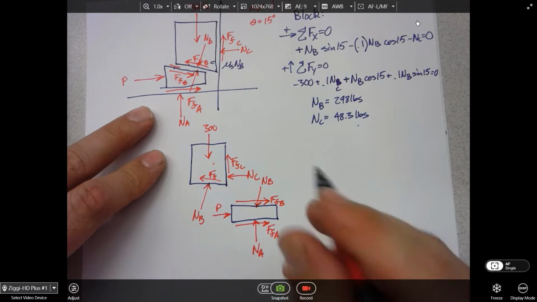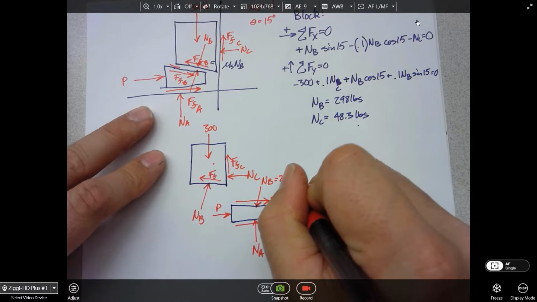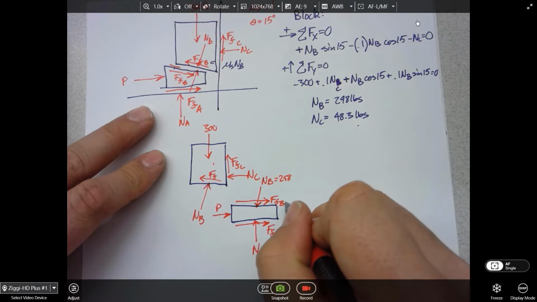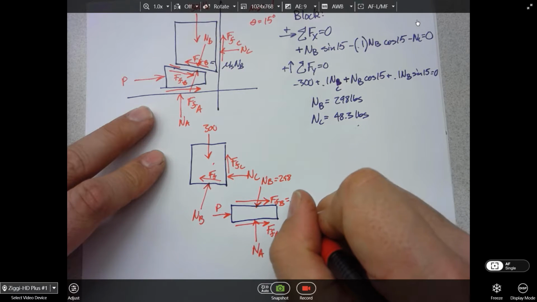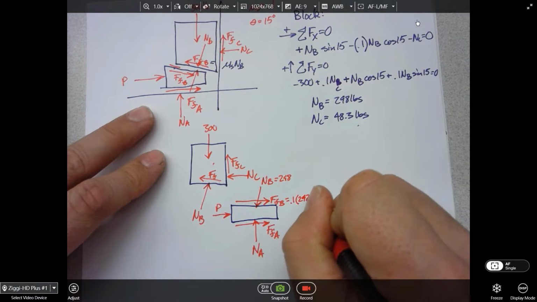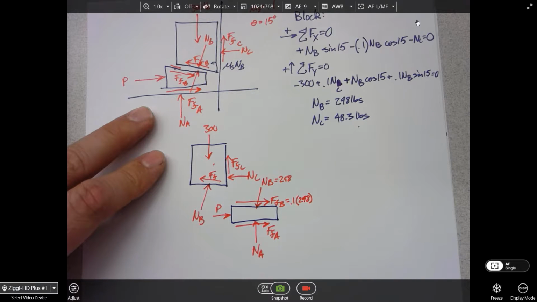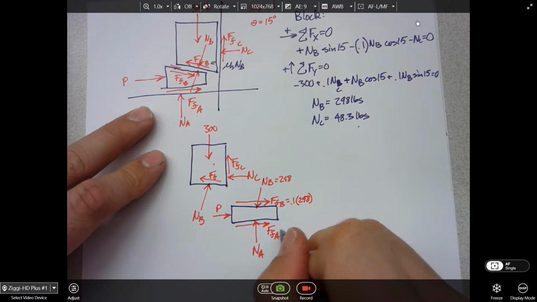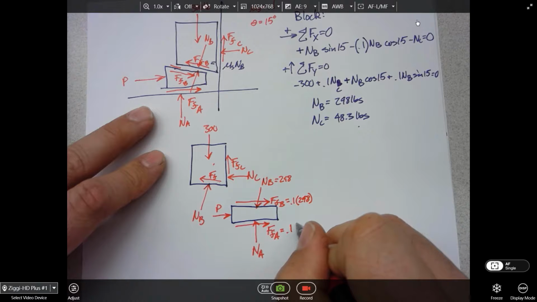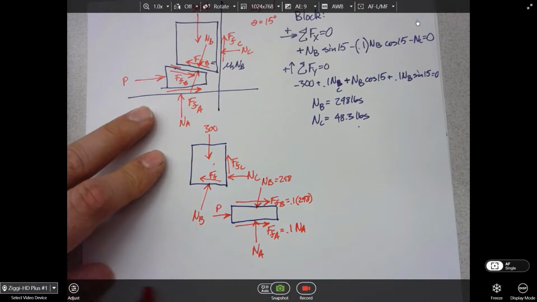But we know the normal at B is 298 pounds, which means the force of friction at B is going to be 0.1 times 298. And the force of friction at A we know is 0.1 times the normal at A.